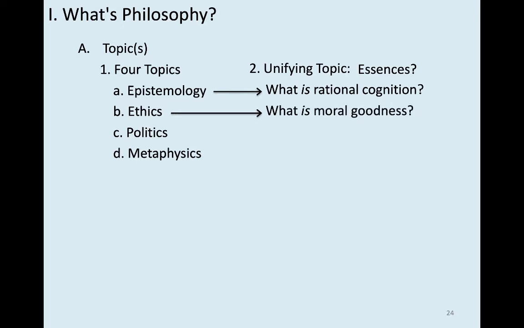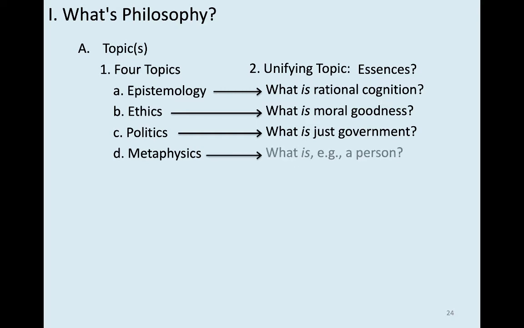Similarly, the ethicist doesn't want a list of morally good and morally bad actions. The ethicist wants to know the essence of moral goodness and moral badness. The ethicist wants to know what it is that makes good actions good and bad actions bad. The ethicist wants to know the essence of morality. Similarly, the political philosopher wants to know what is the essence of just government. What is it to be a just government? And the metaphysician wants to know what is the essence of this or that. What is the essence of a person, or the essence of a table, or the essence of a book? What is it to be that particular thing, or a member of that kind?